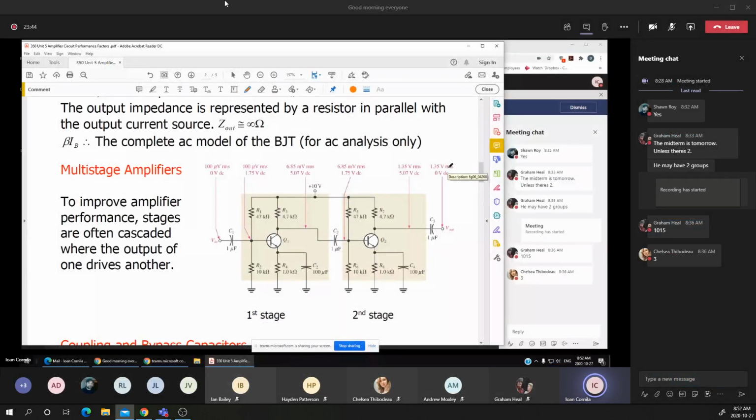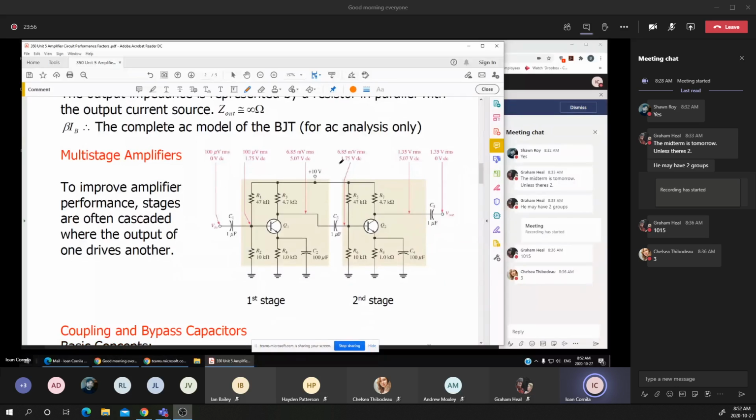As a rule, or as a recommendation, I'm not saying it's always a rule. That's why I will take it as a recommendation. The first stage is used with a few tens of gain, like 20, 50, up to 100. And on the second stage, I will choose a gain much higher than the first stage.